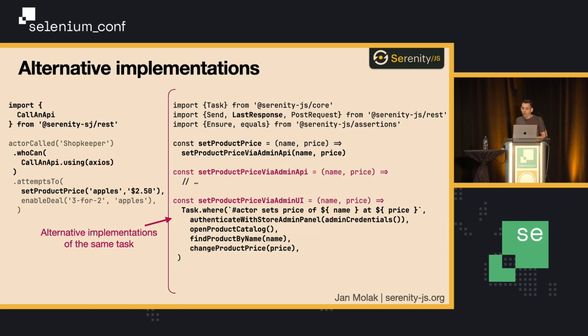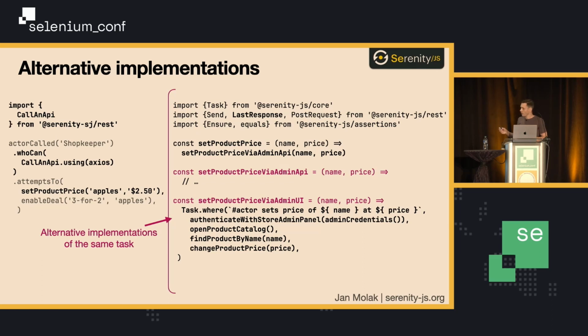Very good. Now, what you do to create this alternative implementation is you simply compose it from other alternative interactions. So in this case, we could have an implementation that goes through the API. We could have an implementation that goes through the UI. And depending on the scenario, we can pick one or the other. Because what we focus on is what this specific task helps us to accomplish.